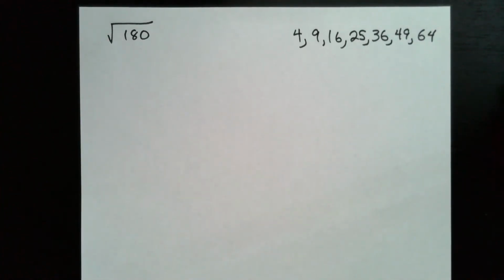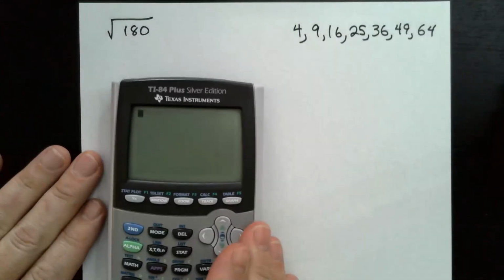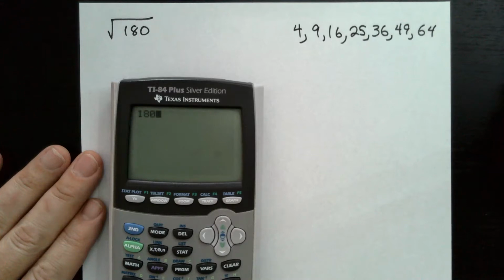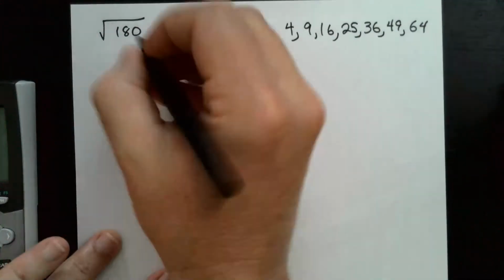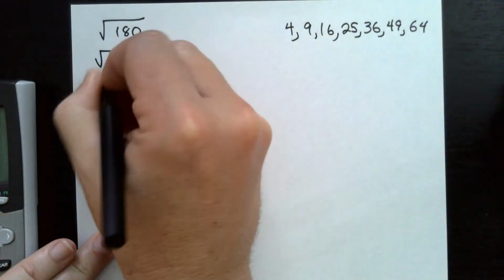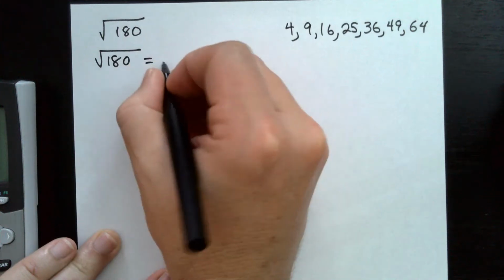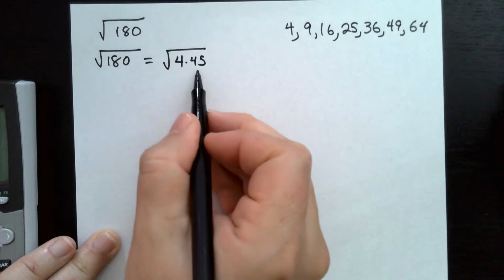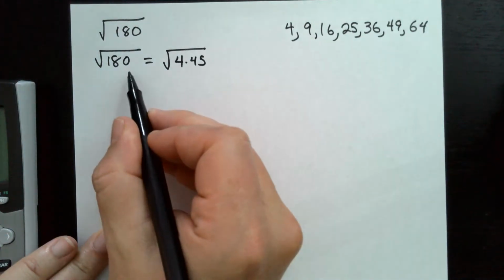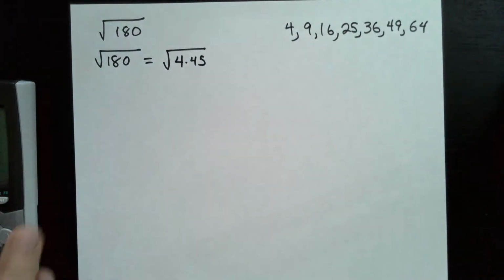All right, so what we're going to do is start with the smallest number on this list and see if it divides into 180. So we look at 180 and we divide by 4. Okay, so it does, which is good for us. So what we can do is write that the square root of 180 is actually the same as the square root of 4 times 45. Okay, because 4 times 45 gives us 180. Okay, and then we keep going.